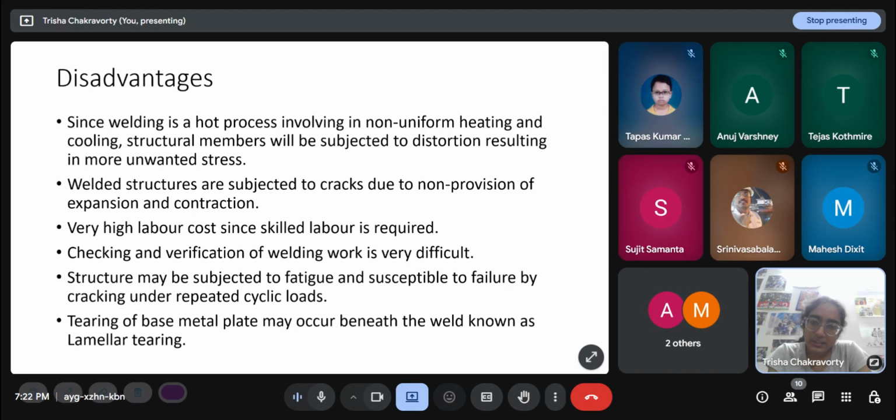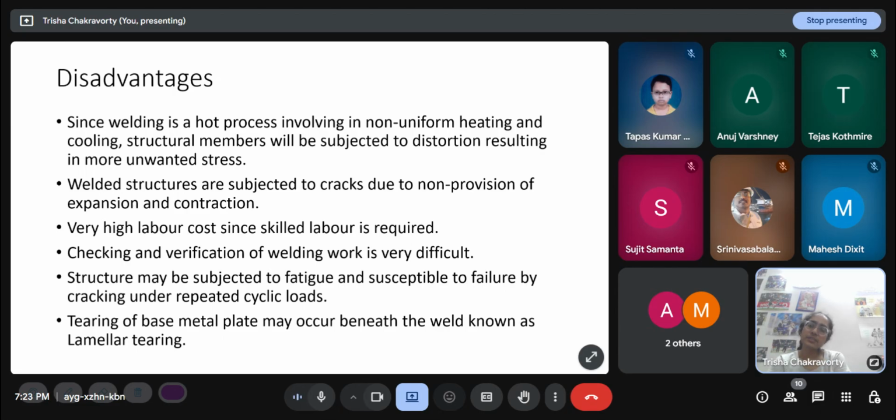But there are also disadvantages. Firstly, we need skilled labor, because bolting can be done by unskilled labor as well, but welding has to be done by skilled labor. Since welding is a hot process involving non-uniform heating and cooling, structural members will be subjected to distortion resulting in unwanted stresses. We have seen earlier that the coefficient of thermal expansion of steel, alpha, is 12 × 10^-6 per degree centigrade. That is actually a significant value, so welding might cause some thermally induced stresses in the structure.